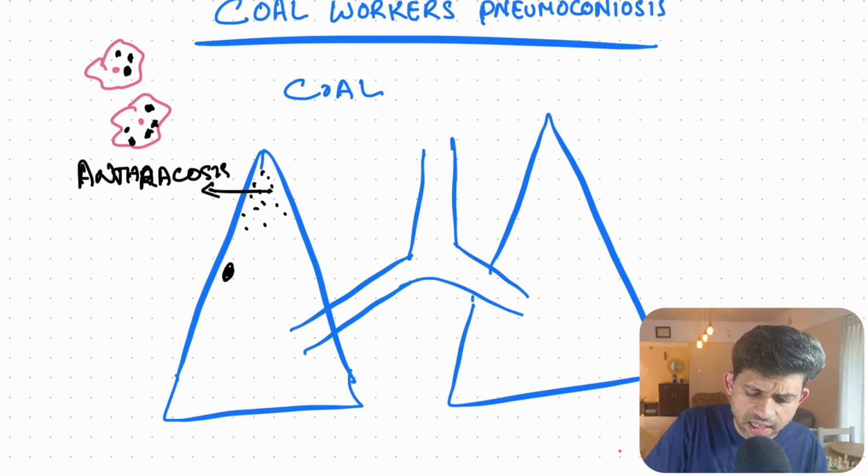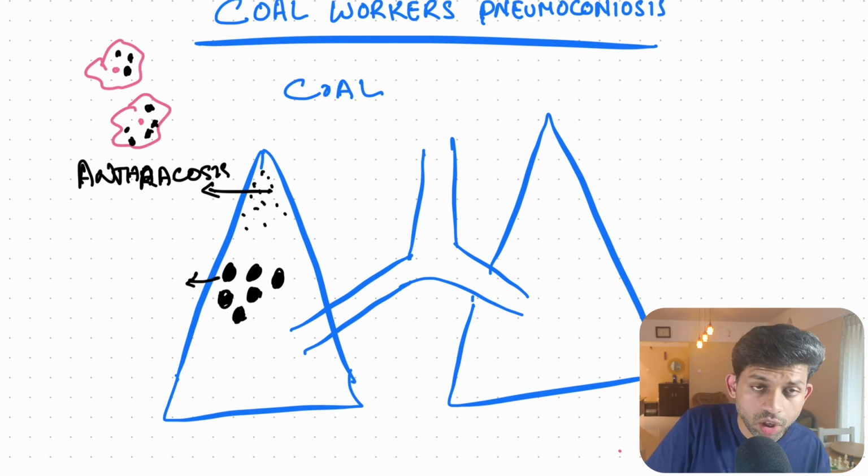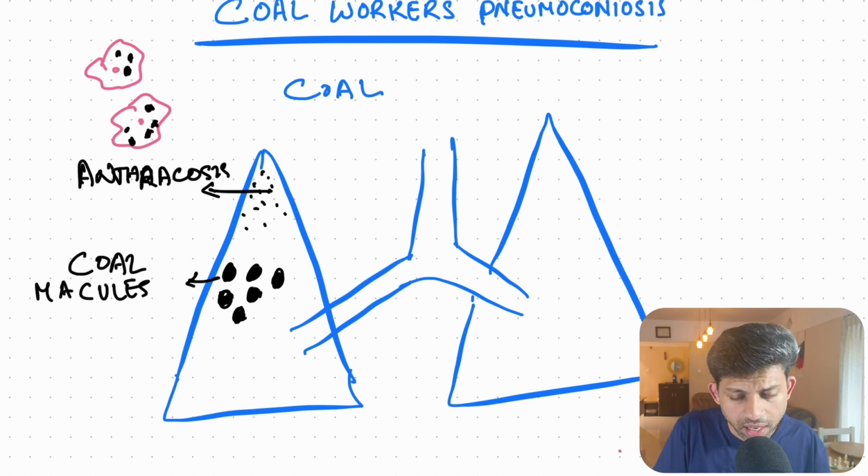If the size becomes larger and you see larger black areas or macules, it's called coal macules. And under the microscope, you see macrophages with carbon particles within them.